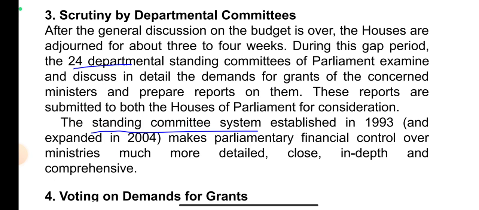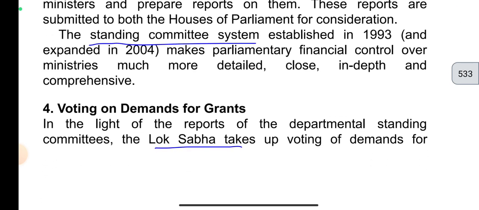But ये budget presentation के पहले budget बनाता कौन है, मतलब कैसे बनता है? The standing committee system established in 1993. ये जो मिनिस्टर्स जो डिमांड करते हैं ग्रांट्स की, वो किस बेसिस पे करता है, कौन उसको बता के देता है, and expanded in 2004. ठीक है. The standing committee system established in 1993 and expanded in 2004 make parliamentary financial control over ministries much more detailed, close, in-depth and comprehensive.